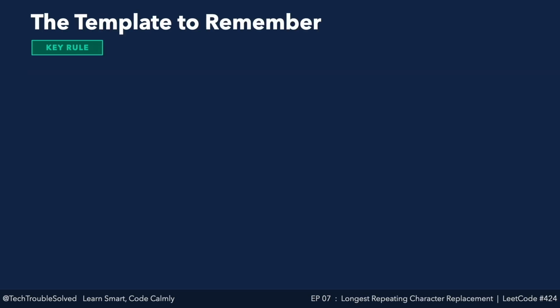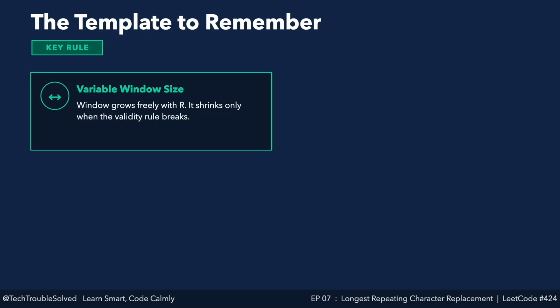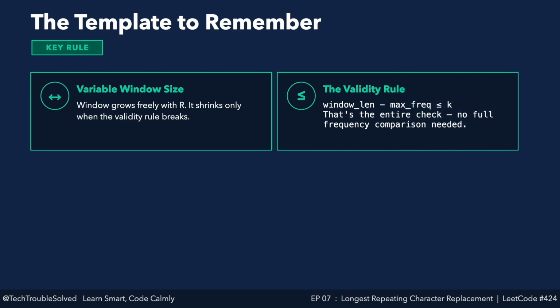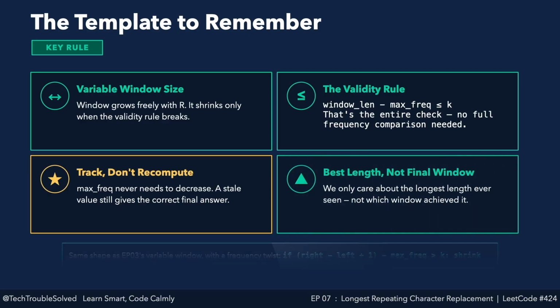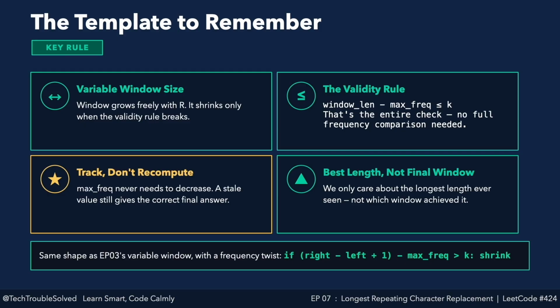4 things to carry. Variable window grows freely with R. Only shrinks when the rule breaks. The rule: window length minus max frequency less than or equal to K. One inequality. That's the entire validity check. Max frequency never decreases. Even if it's stale after a shrink, the final answer is still correct. And you are tracking the longest length ever seen, not which window achieved it, not the final window position, just the length. That validity rule is exactly the condition you will write when you implement this yourself.